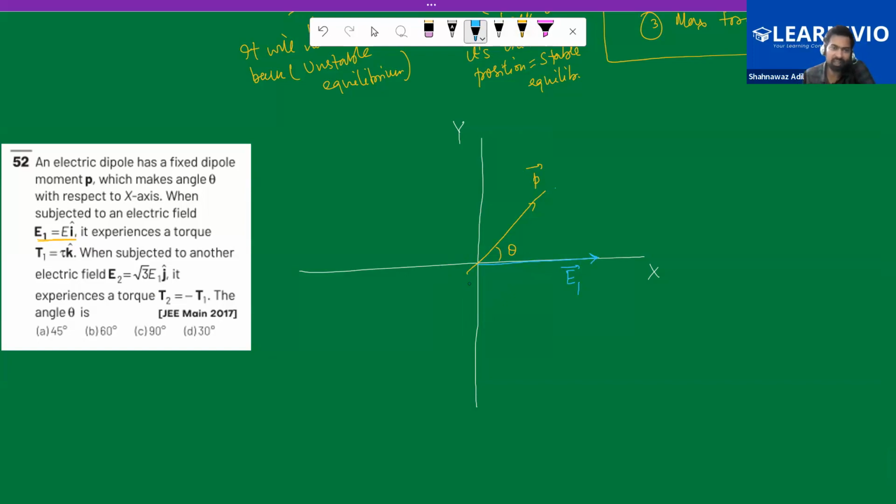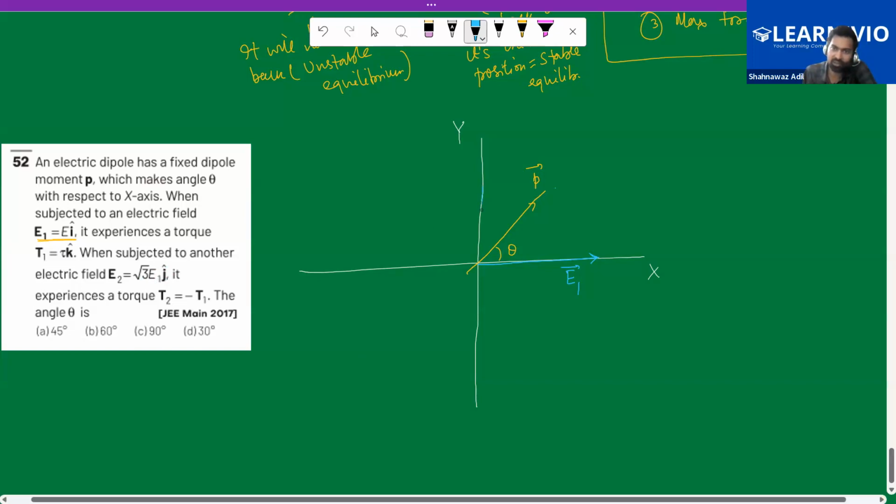Now you have the second case. In the second case, it is subjected to another electric field E2, which is √3 times the magnitude of E1, in the J hat direction. So what is the direction of the electric field in this case? What is the direction of E2? J cap. X, Y, Z. Y. So this is E2.